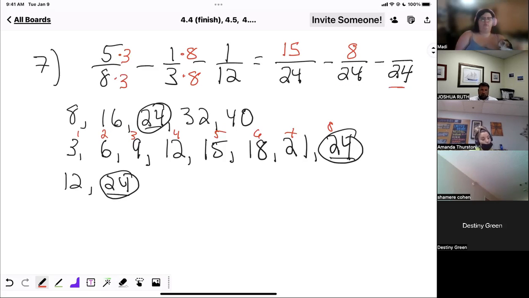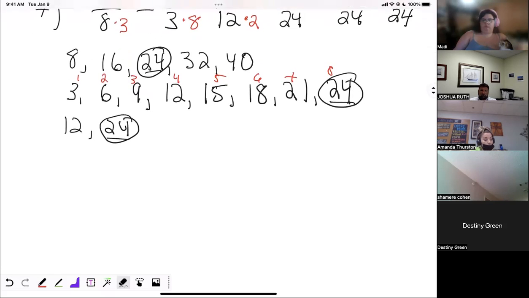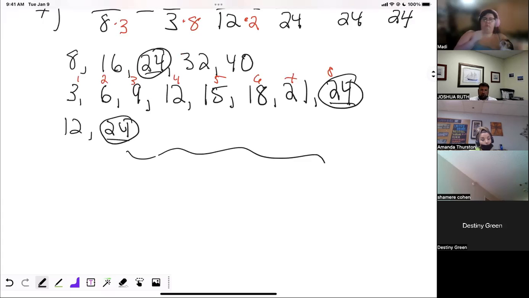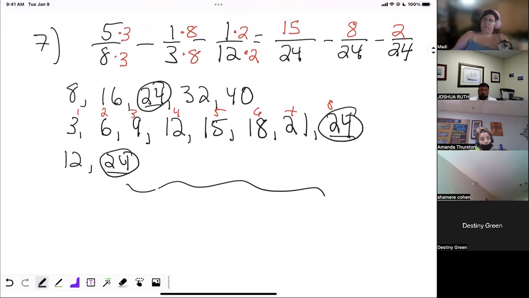Last one. This is what I need. This is what I have. What do I multiply 12 by to get 24? Times 2. That means I multiply the numerator by 2, which gives me 2. And I'm just going to rewrite it down here because I don't have room to finish it up top. So our new fraction is 15 over 24 minus 8 over 24 minus 2 over 24.